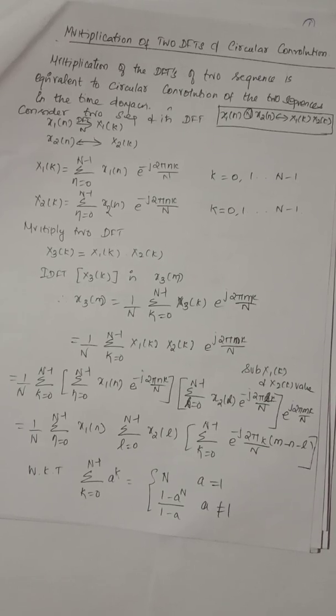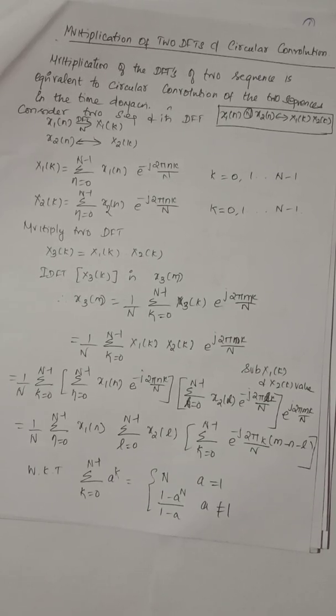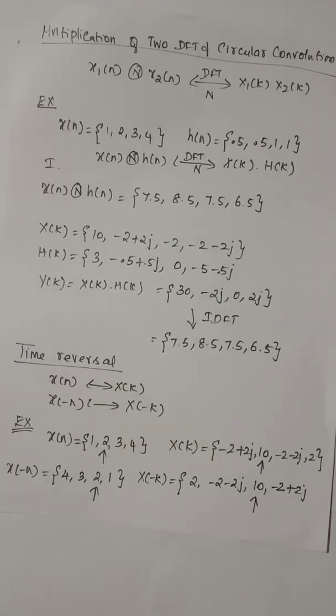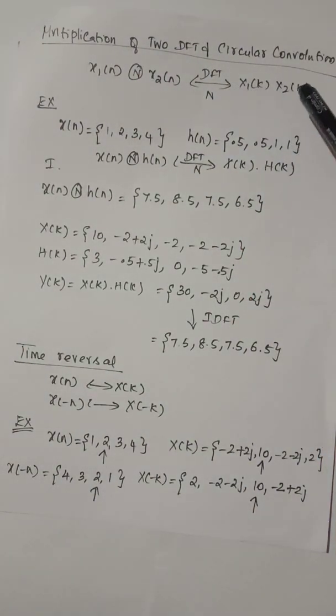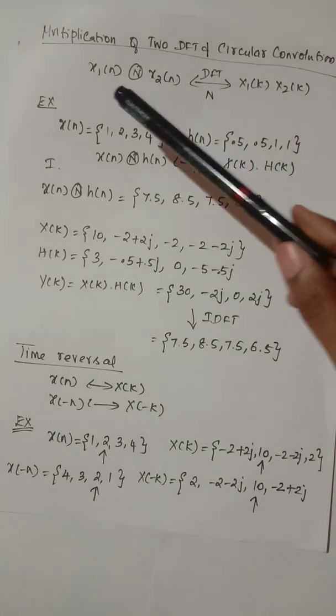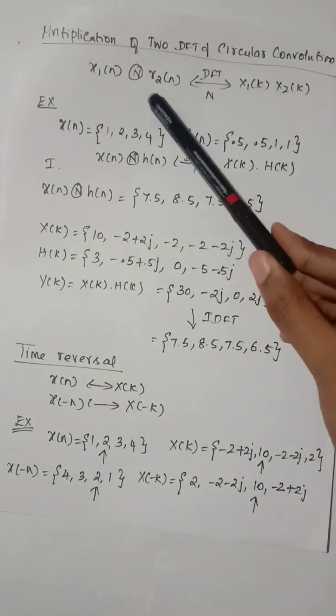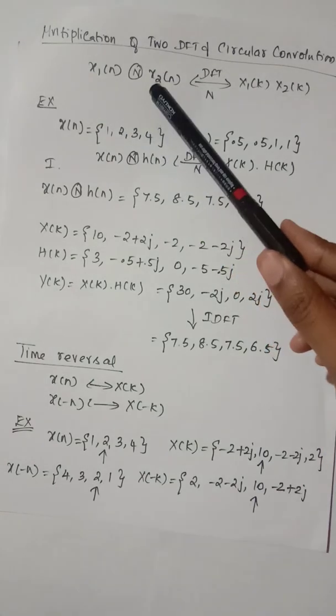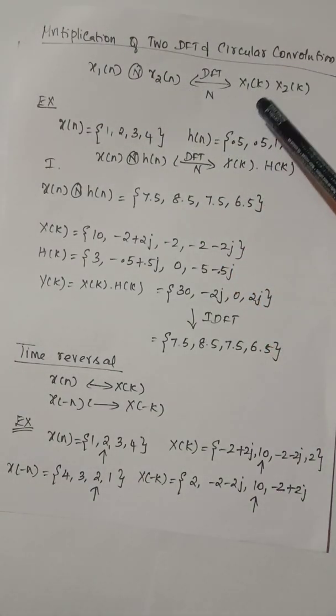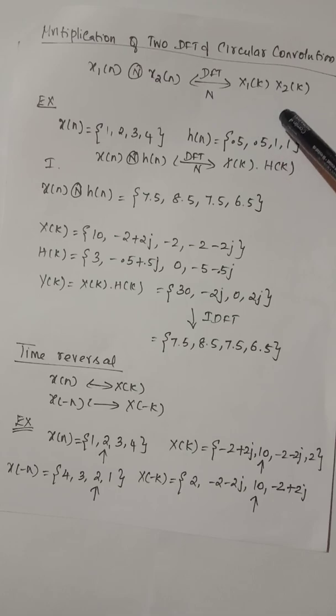The next property is the multiplication of two DFTs and its circular convolution. We have already studied different properties in signals and systems. Here you are going to apply the same concept. That is, the multiplication of two sequences in the frequency domain is nothing but performing circular convolution in the time domain. If we perform circular convolution in the time domain, it is nothing but the multiplication of the two sequences in the frequency domain.